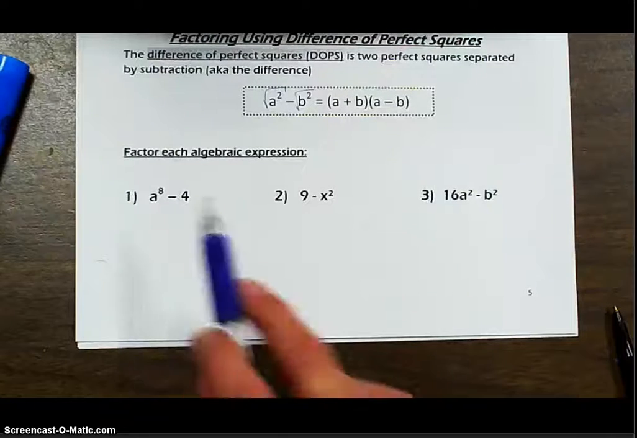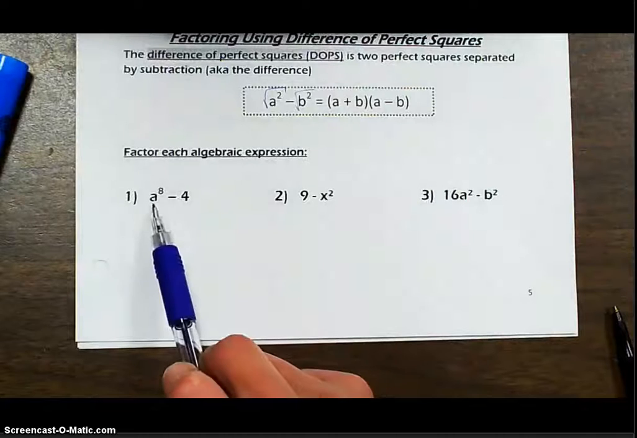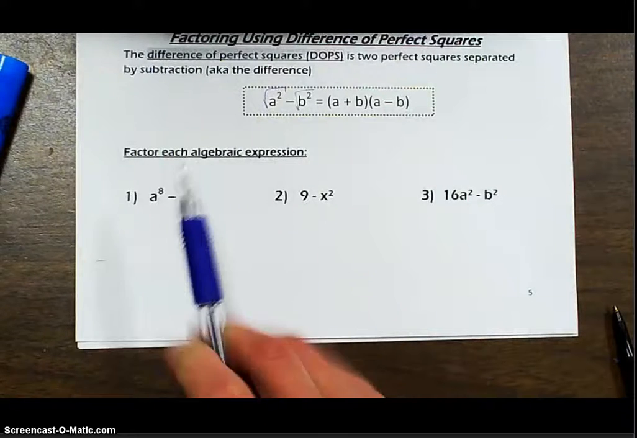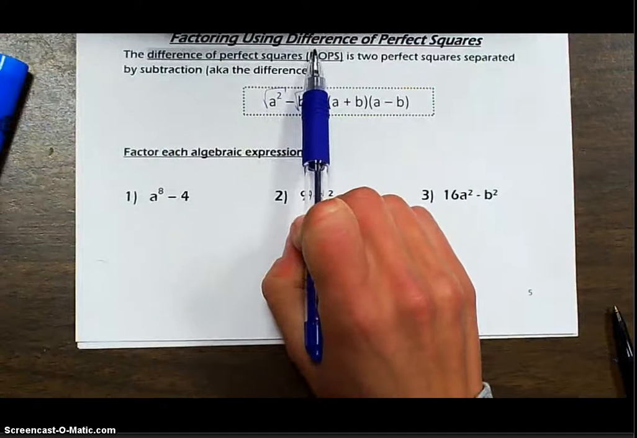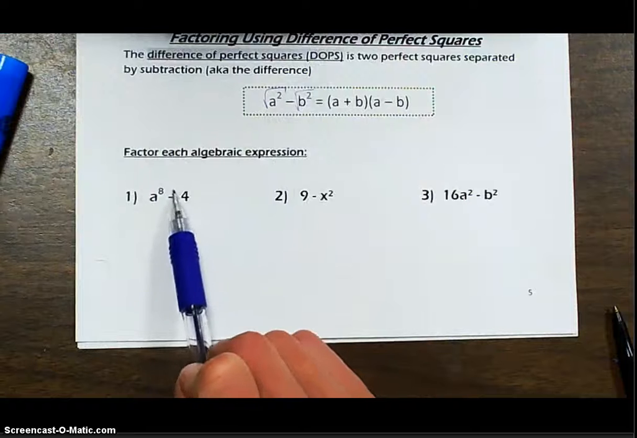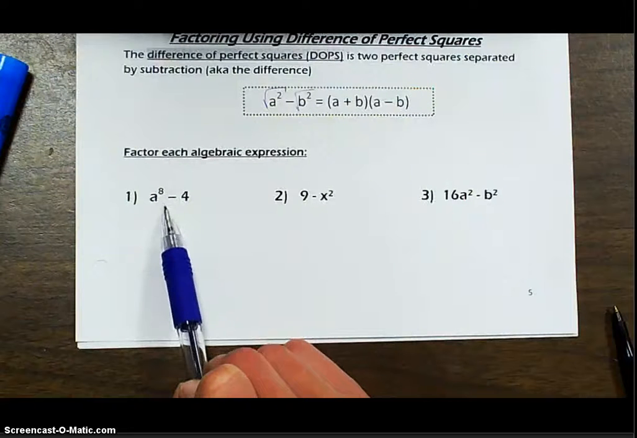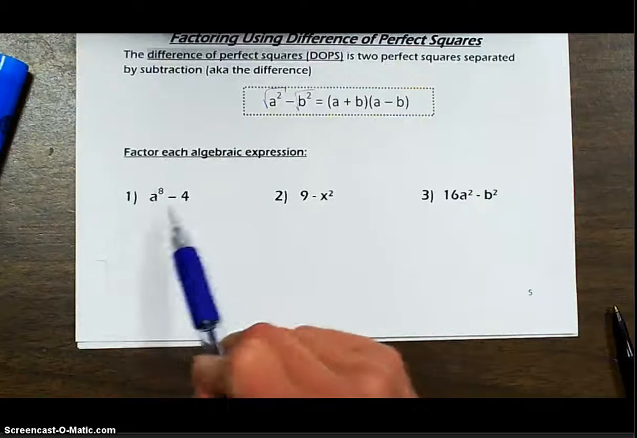So factor each algebraic expression. a to the 8 minus 4. Now remember, this is difference of perfect squares. So first thing you have to do is double check. Do you have a minus? Are you subtracting? Yes. Next, let's take a look.